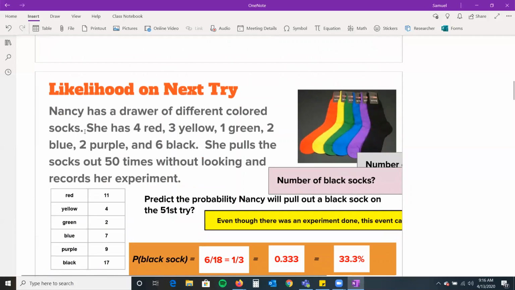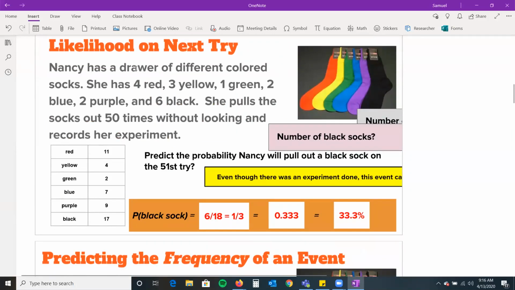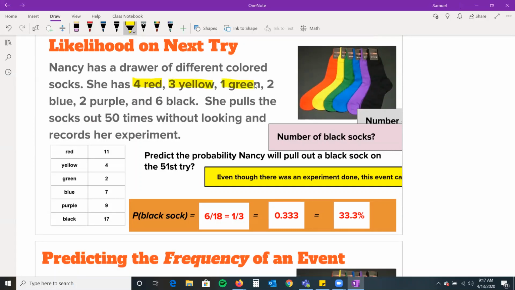Okay, so likelihood on the next try. So let's say that Nancy has a drawer of different colored socks. She's got 4 reds, 3 yellows. I'm going to draw on this a little bit. She's got 4 reds, 3 yellows, 1 green, 2 blue, 2 purple, and 6 black.